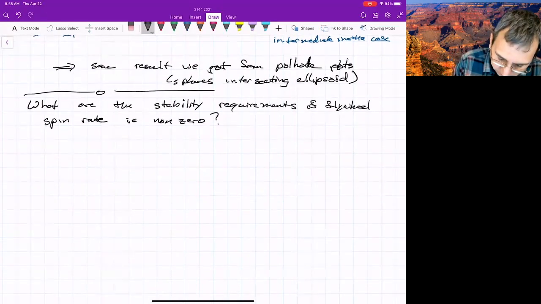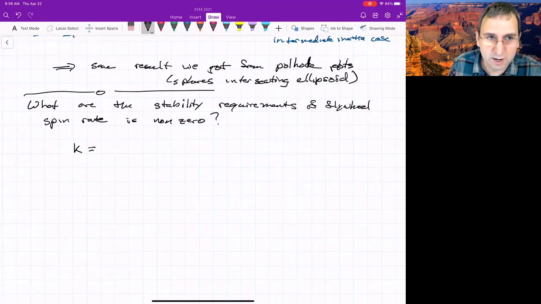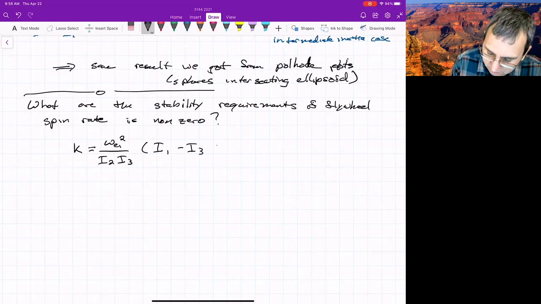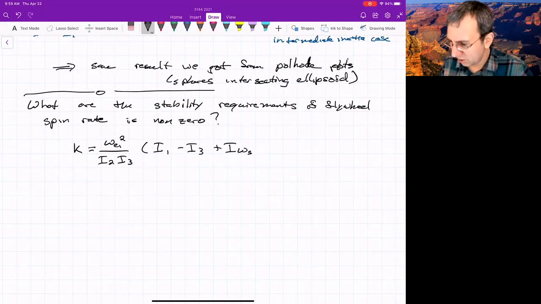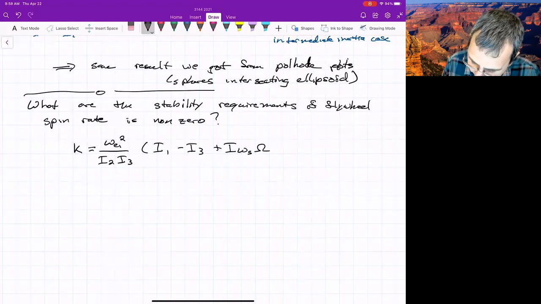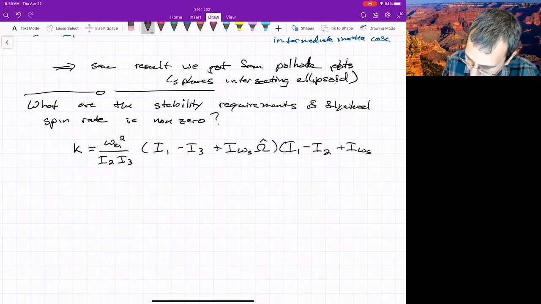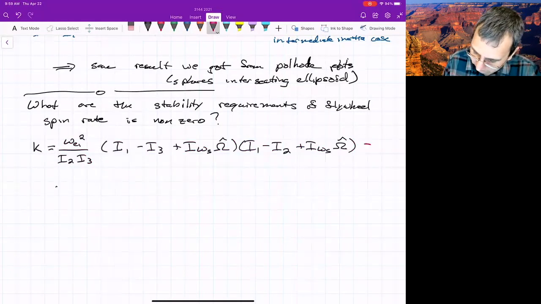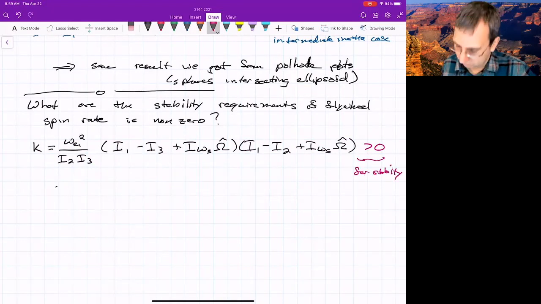So going back to the full expression for K and just rewriting it from above. So I've got it here to refer to. This was I1 minus I3 plus, this is the moment of inertia of the flywheel about that B1 direction, omega hat, I1 minus I2 plus I omega S omega hat. And I ran out of room, so I'm moving it over. So this is for stability. That's a way to spell stability.